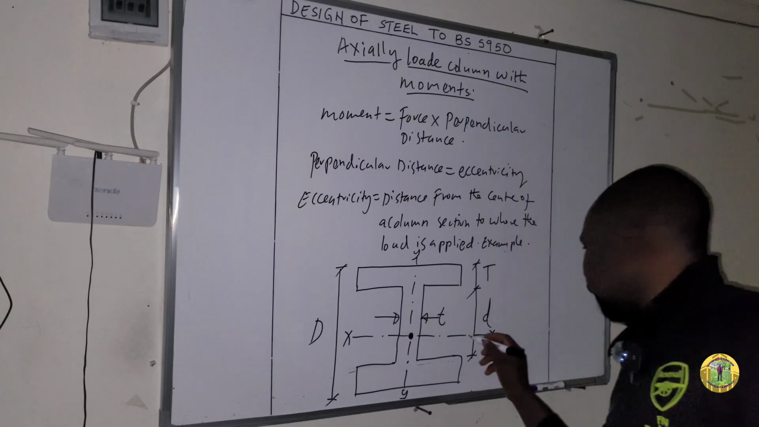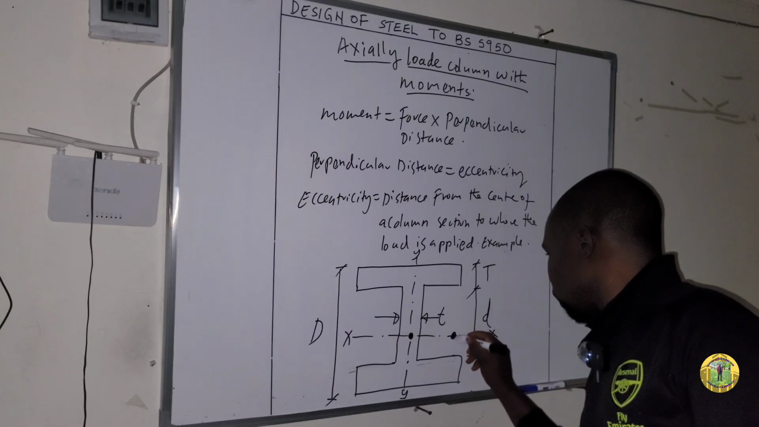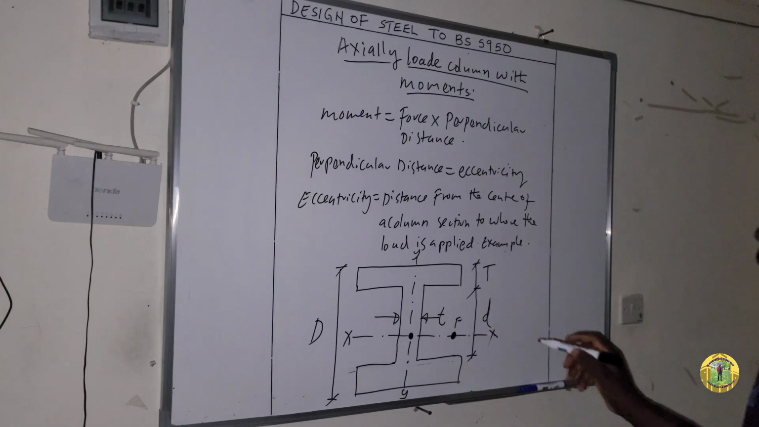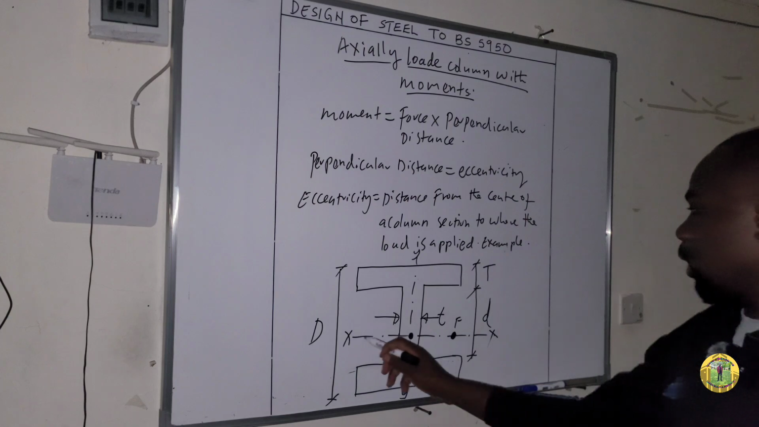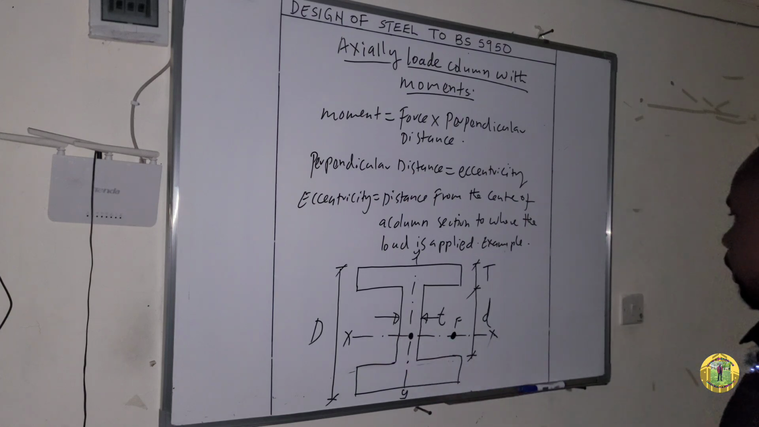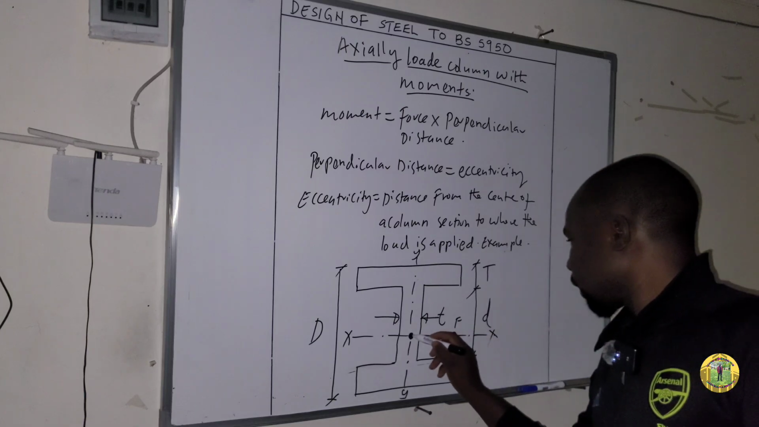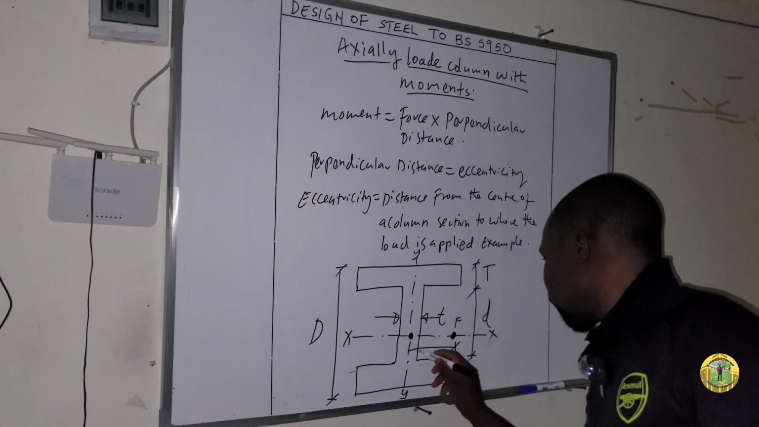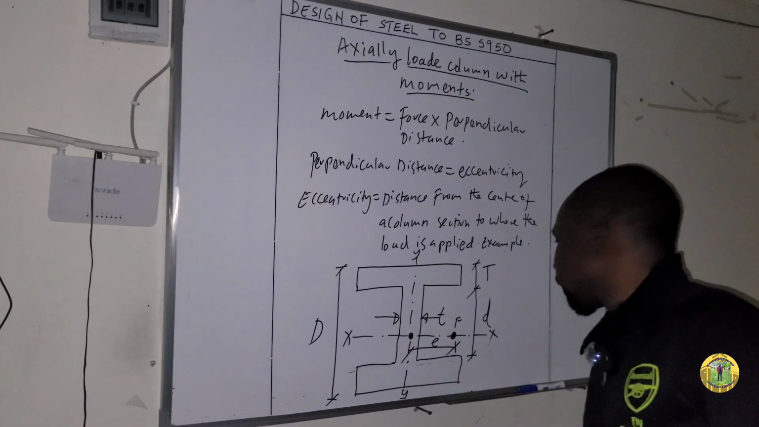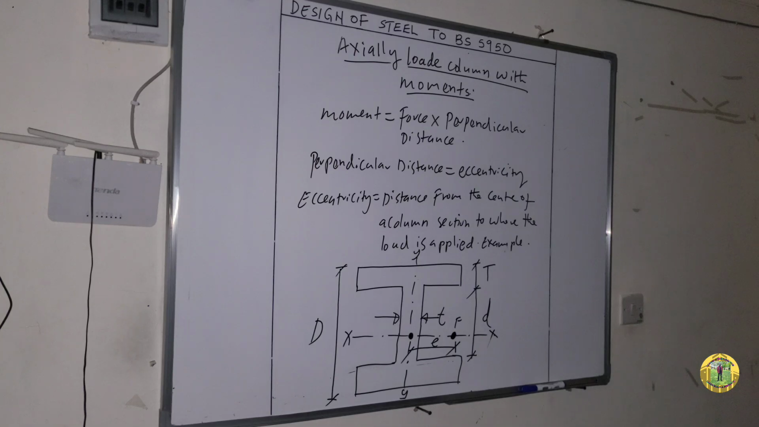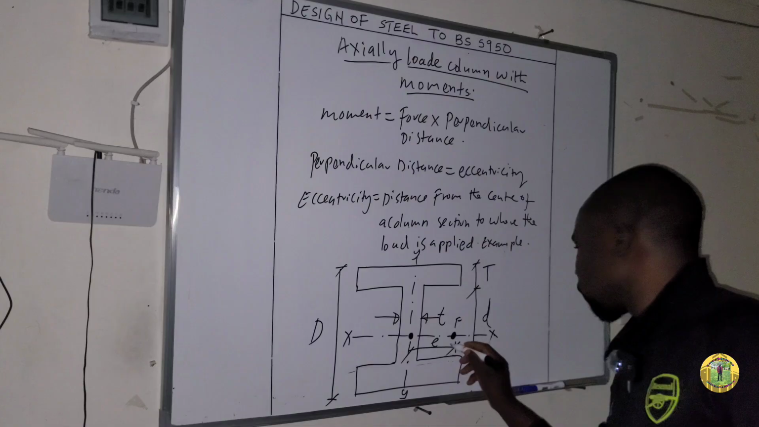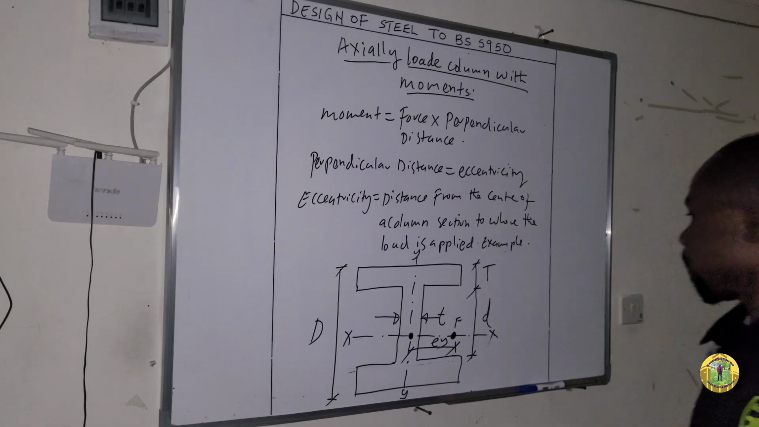But if we have a load at this point, so let's call this F. This load is acting on the XX axis, but it is away from the center of this column. So this distance is what we call E, or eccentricity. The load will be eccentric from the y-axis, so we call it EY.